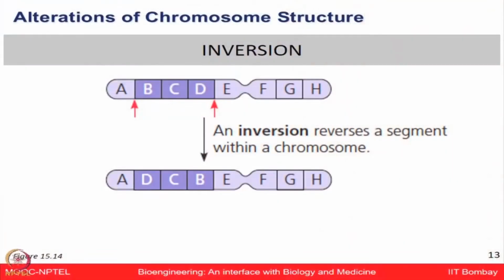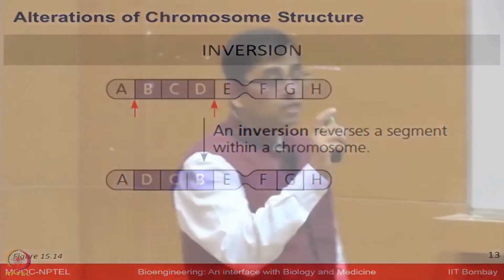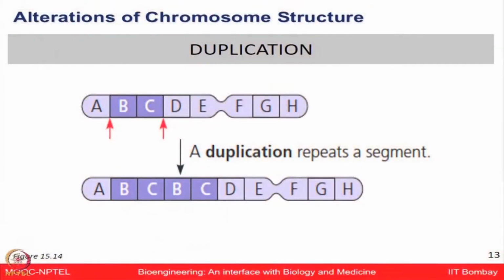Or it can be inverted. For example, if the gene sequence was A, B, C, D, E, now B, C, D became inverted. So now you have A, D, C, B. Many of the cascades of gene signaling will get changed because of this inversion. Or a segment, like BC in this case, gets duplicated. So now you have 2 copies of B and 2 copies of C.